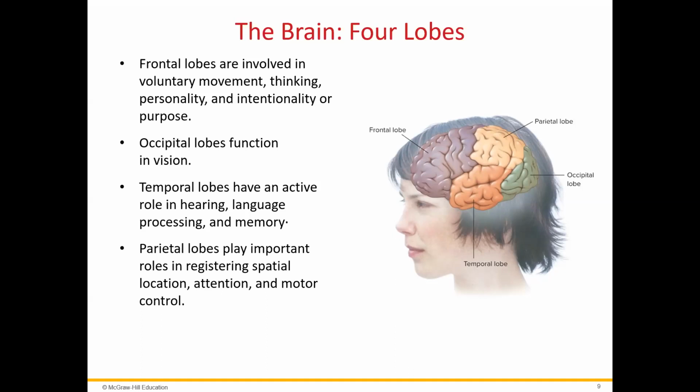Okay, temporal lobes, you can see they're on the sides. They have an active role in hearing, language processing, and memory. The easiest thing to remember is it's right near your ears. So it's very important for hearing, and language as well is happening there. You can think about language, well, that's where you listen to language. And so you can kind of remember that it's hearing and language.